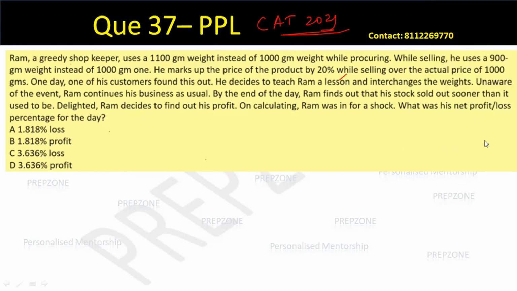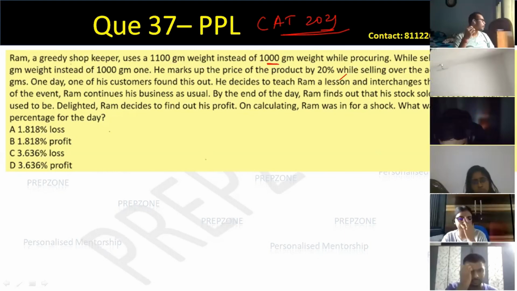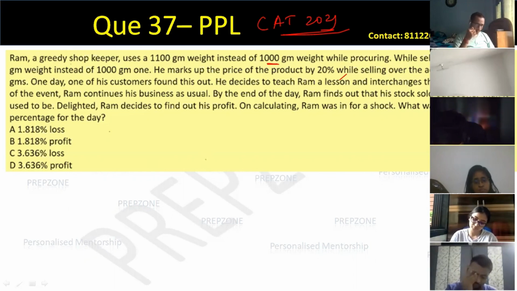What was given to me in the question? There's a greedy shopkeeper. When he's purchasing the item, instead of a weight of 1,000, he basically puts a 1,100 weight. What is happening because of this? This guy is actually paying for the cost of 1,000 gram, but he's actually getting 1,100 gram. So he's having profit. But while selling, he's only selling 900 gram of quantity. But he is actually taking the price of 1000 gram, right?